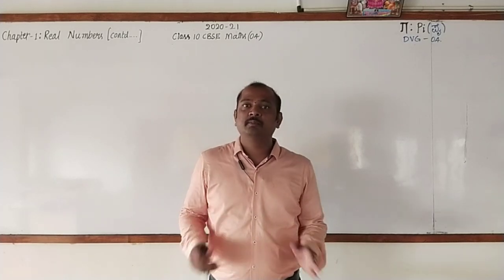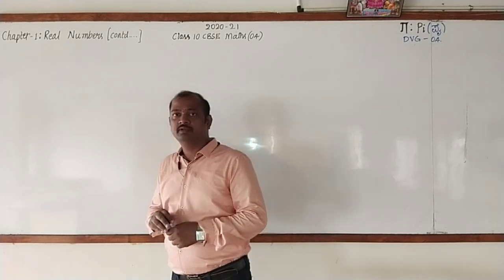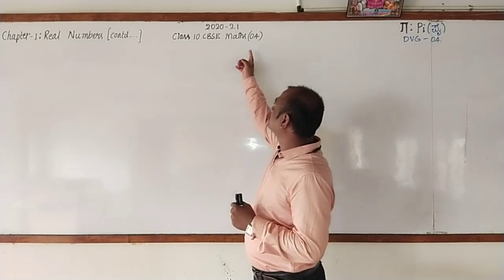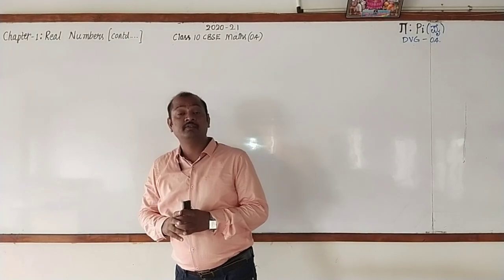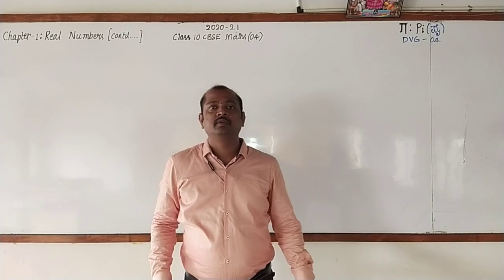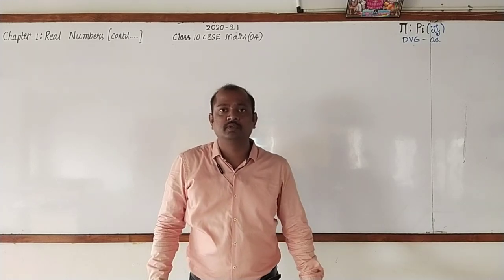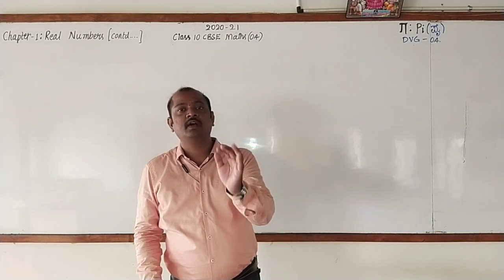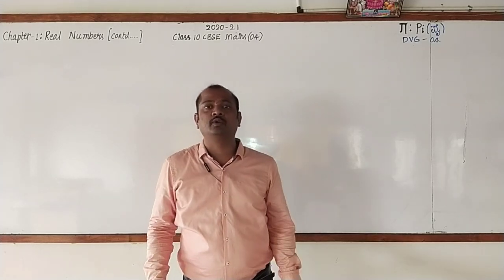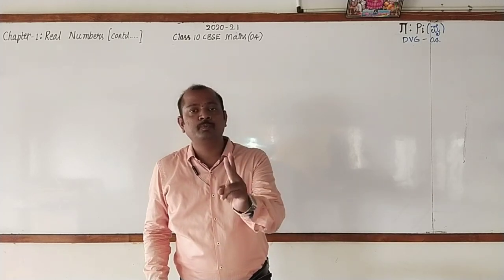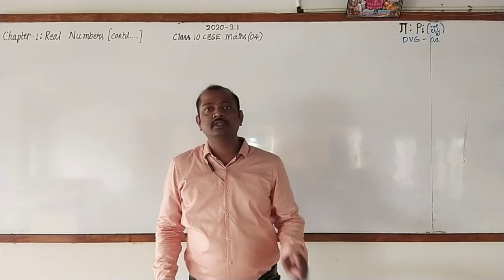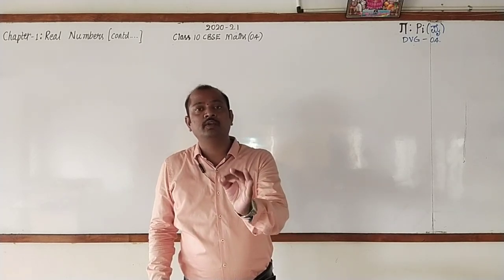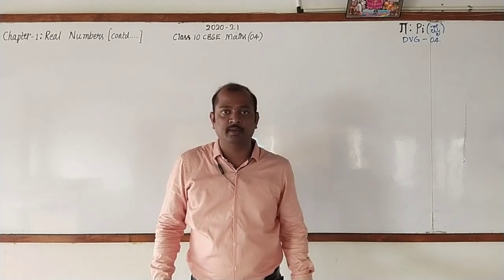Dear students, in mathematics we had started the chapter real numbers. Now let us continue, and this is the fourth period of the chapter real numbers. In this chapter, first we had discussed the properties of positive integers. One is Euclid's division algorithm, which can be used to find the HCF of given two positive integers. Second one is the fundamental theorem of arithmetic. This can be used to find HCF as well as LCM.